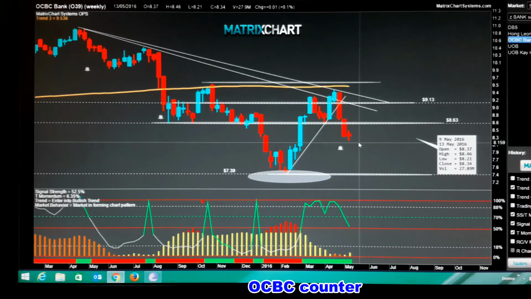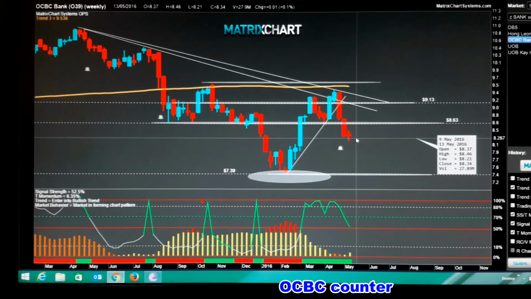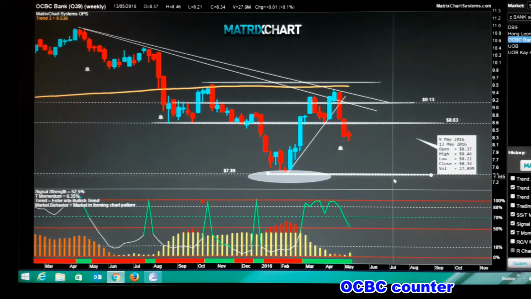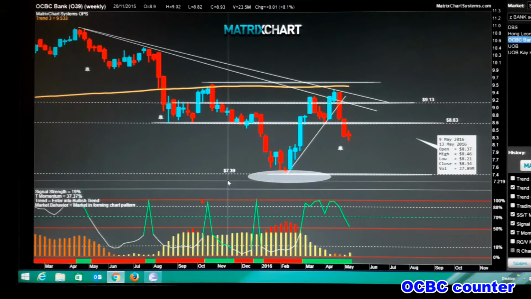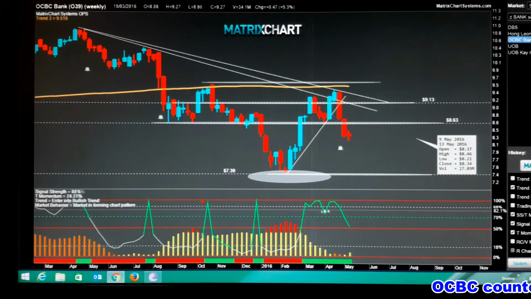So in 3 weeks' time, I shall see the future price action will come to this area, 7.39. As you can see from the analyzer, weakness has shown in the signal strength line.